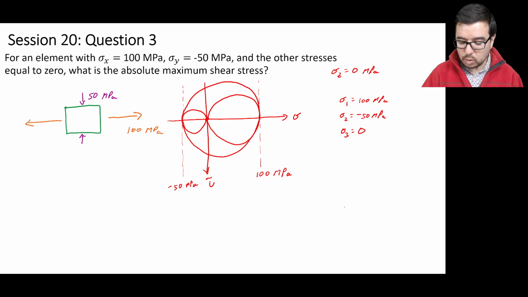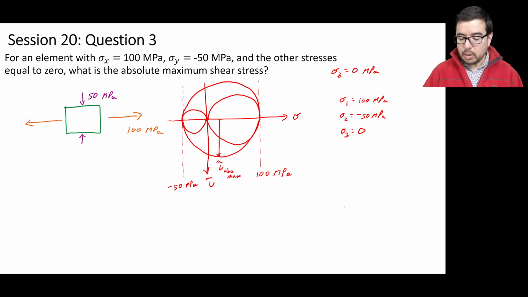Okay, so we have three circles. And the question is, which one of these circles has the largest radius? Because that radius will give us the maximum shear stress. So we can see here that this circle is going to give us the tau max. And this is really the absolute max. Sometimes I do tau sub absolute max. So we can write it out like that, sure. So this is going to give us the absolute max.